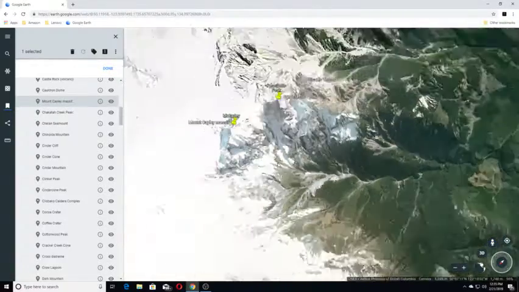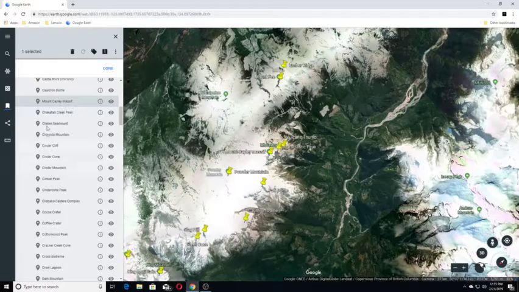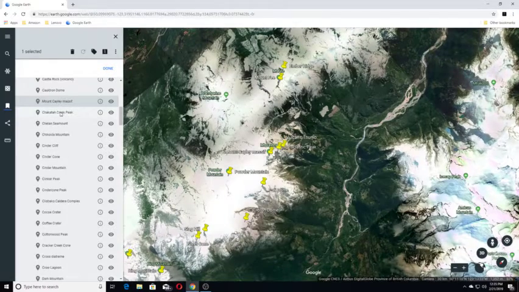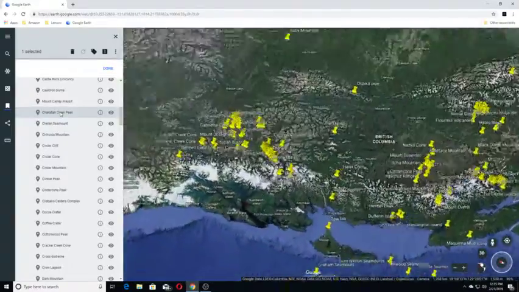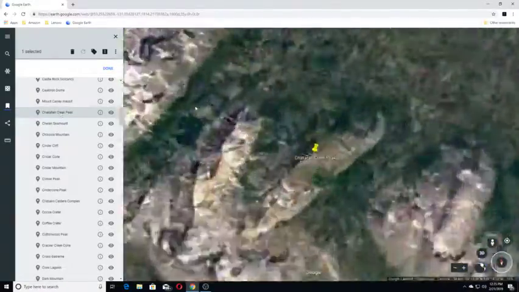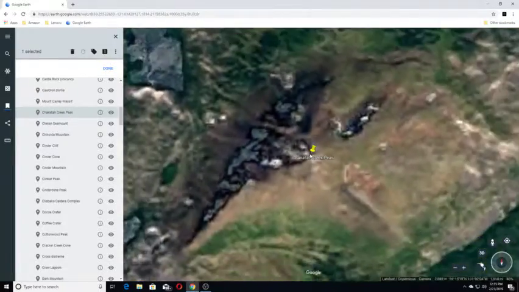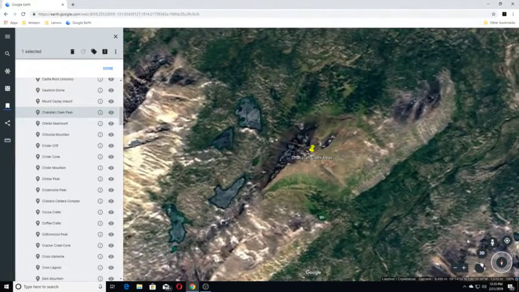That was really pretty. So anyway, moving on to the next one is Chiquita Creek Peak. I'm going to back out a little bit.